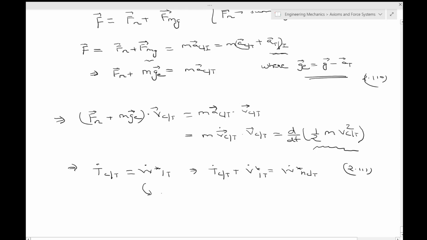So this term is the rate of work done relative to T by what forces? Fn plus M ge, as if acting at C. W dot NCT, this particular term, is the rate of work done by the non-conservative part of the forces, and V star T is the potential energy relative to the T frame. And clearly it is due to the conservative forces, because you are writing W star conservative as minus of V star conservative.